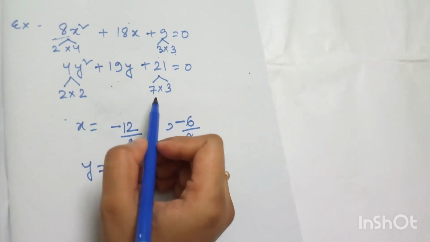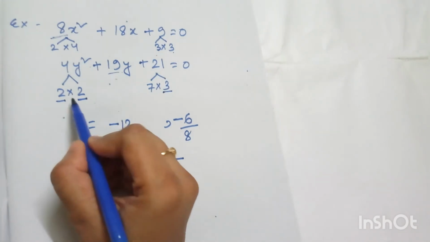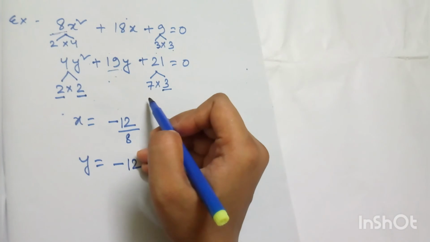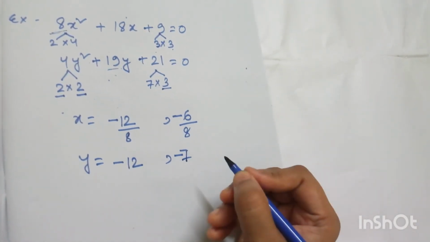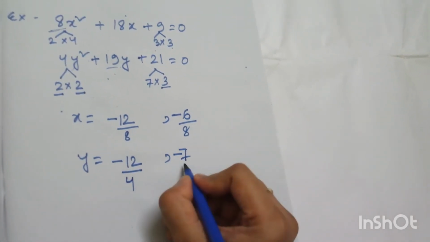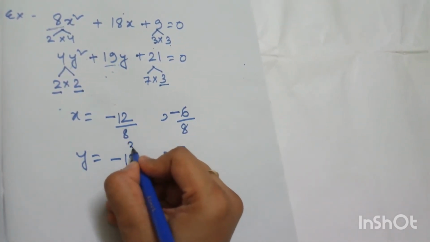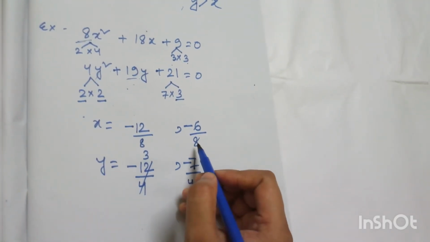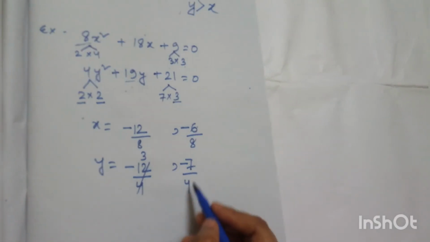So how will we get 19 here? 3 into 2 into 2 is 12, plus 7 will get 19. And here the constant is 4, so divide it. So we will get 3 here. So here it is 6 by 8, 12 by 8 and minus 7 by 4.